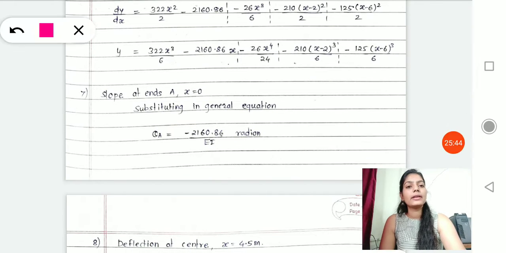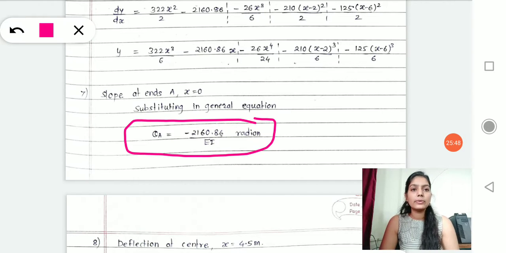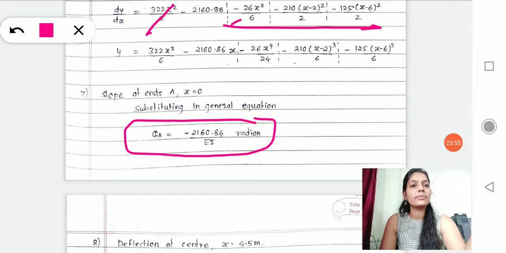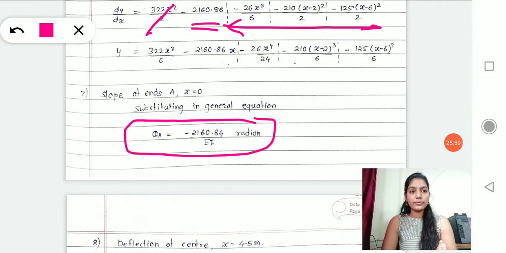Theta will be 2160.86, because see here, in the equation, if x is 0 and I am avoiding all the rest of the compartments, what will be my theta? Of course the value of the constant, right?